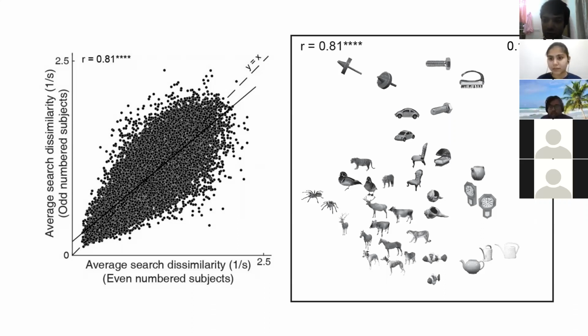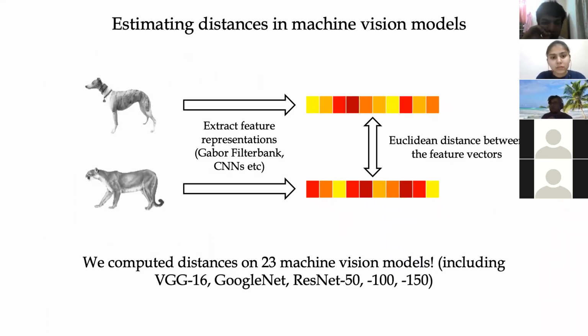So as I was telling you, all that remains now is to estimate these distances in various computer vision models in order for us to compare human perception with machine vision models. So how do we do that? It's very simple. We take any two objects in a pair, and we extract feature representations for those two images. It could be either Gabor filter bank features, or unit activations from different layers of a convolutional neural network. And then we compute the Euclidean distance between the two feature vectors. That is our measure of distance between these two images in computer vision models.